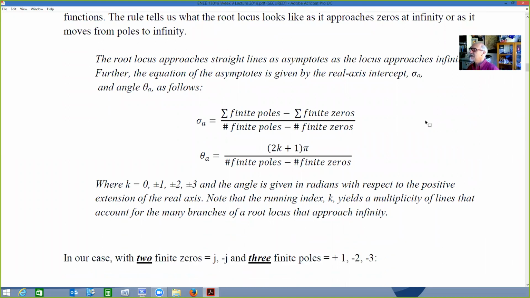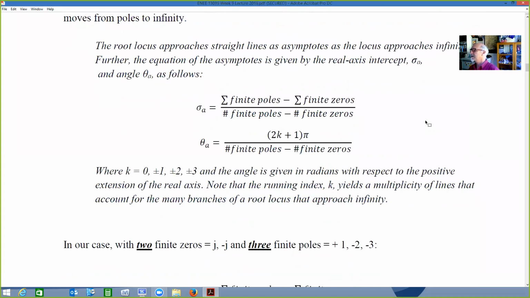And we plot this out. So the root locus approaches straight lines as asymptotes as the locus approaches infinity, and further the equation of the asymptotes is given by the real axis intercept at sigma subscript a, and that occurs at some angle theta a as follows. So you do this calculation here, looking at the sum of finite poles minus the sum of finite zeros, divided by the number of finite poles minus the number of finite zeros, to find our real axis intercept. And to find that angle, theta a, we use this formula, (2k plus 1) pi, where k is equal to 0, plus or minus 1, plus or minus 2, plus or minus 3.